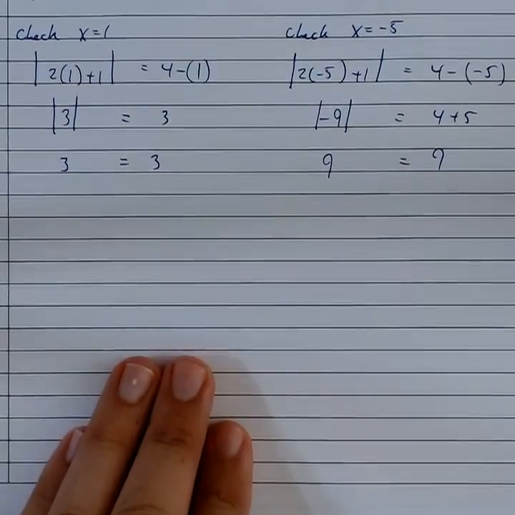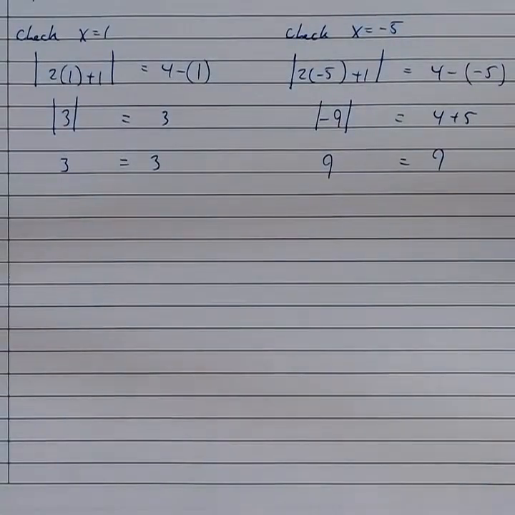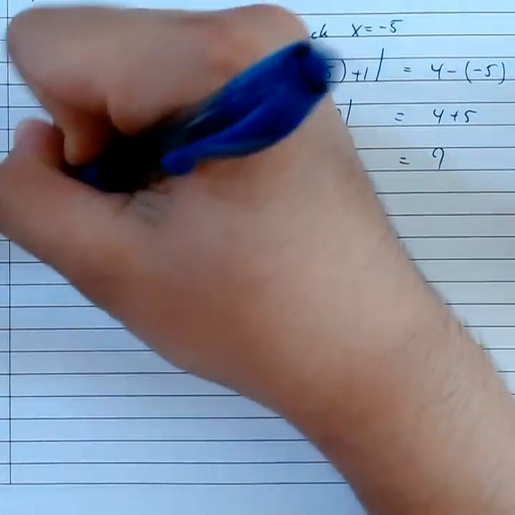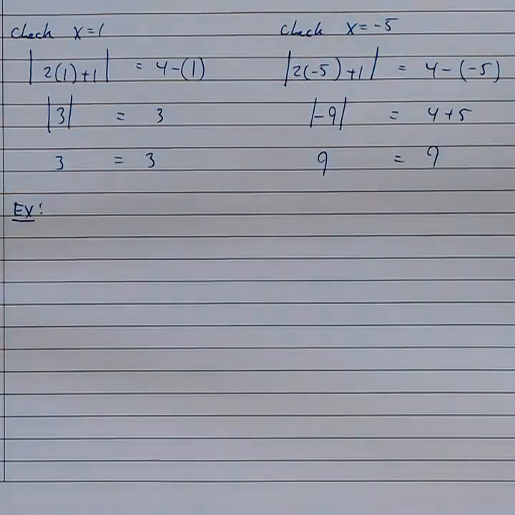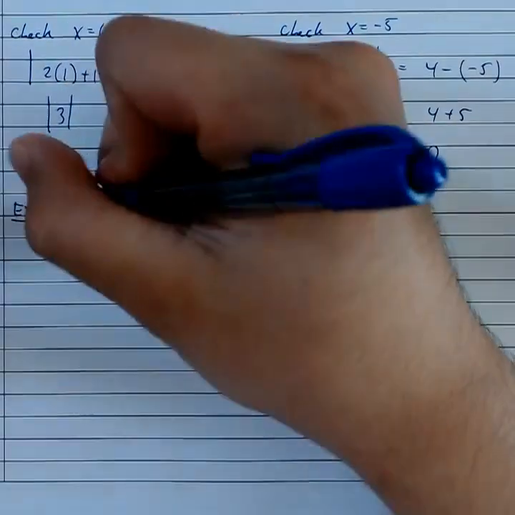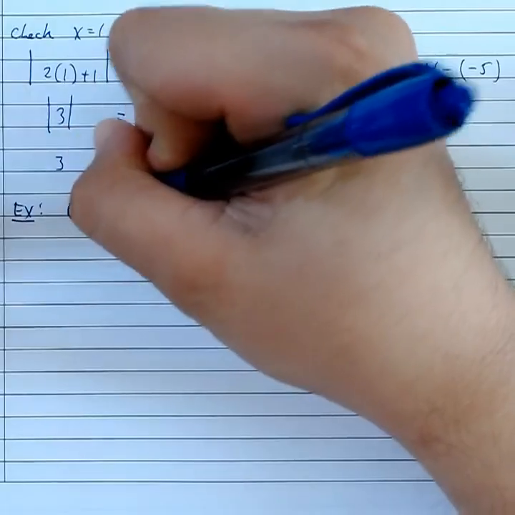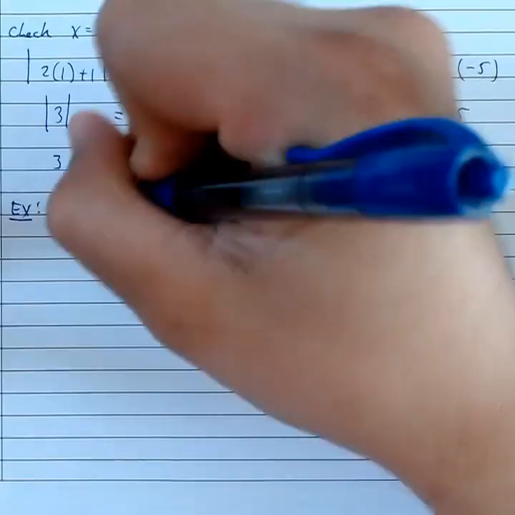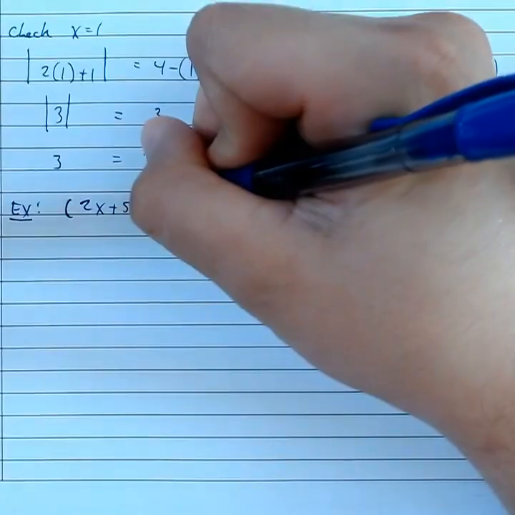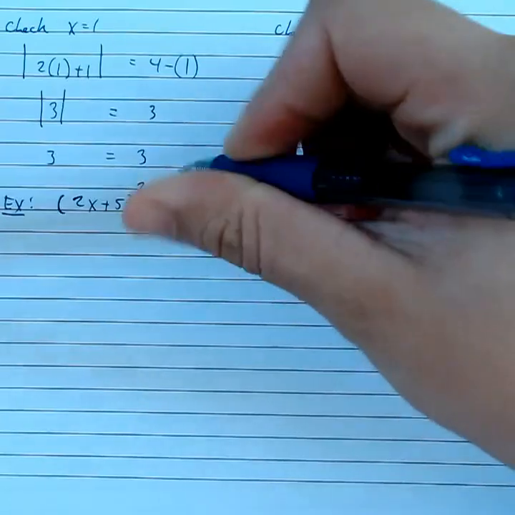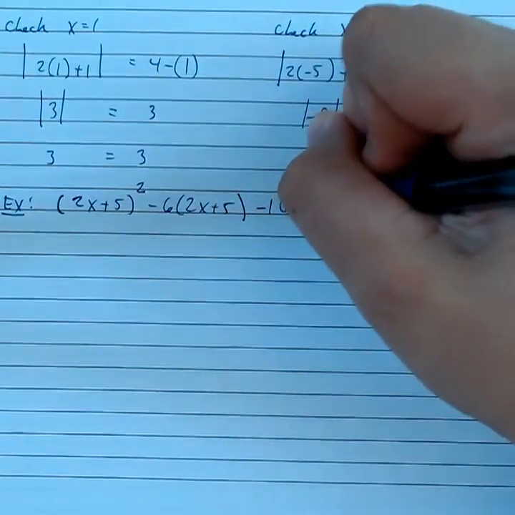This brings us back to polynomials. You say, well, we've already done polynomials. Well, yeah, but every once in a while, we get a polynomial that's a little bit simpler to organize if we don't simplify it the way we usually do. For example, consider the problem (2x plus 5) quantity squared minus 6 times 2x plus 5 minus 16 is equal to 0.